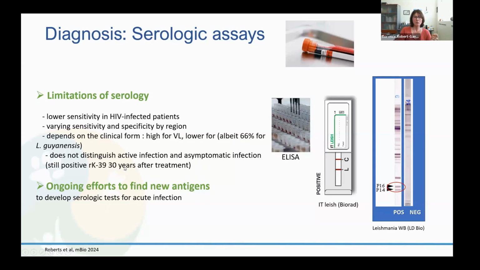For example, it is not a good way to screen patients in an endemic area, because you cannot know if they have been reinfected after a successful treatment when you test them some years after a first infection, because the serology using RK39 can remain positive for several decades. So that's why there are ongoing efforts to find new antigens, which would be more specific of successful healing of the patient.